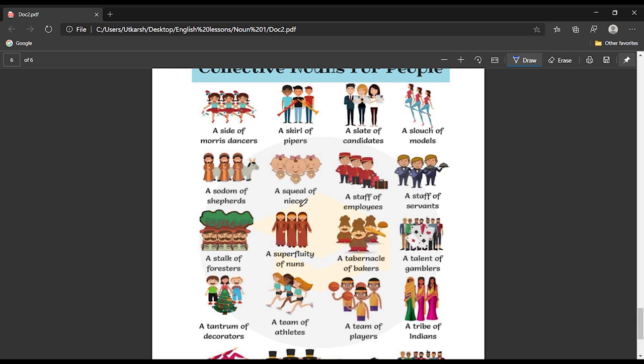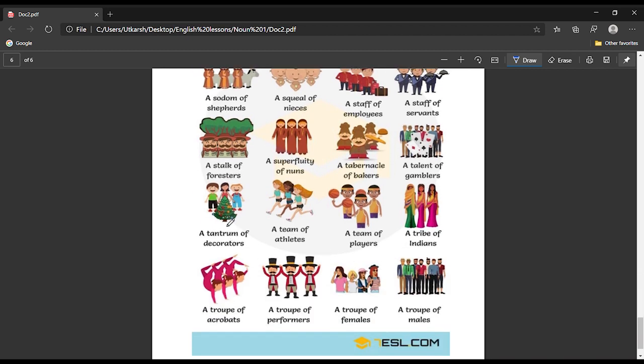A squeal of nieces, suppose your uncle is having very many nieces, so you can say a squeal of nieces. A staff of employees, a staff of servants, a stock of foresters, forest officials, they are called a stock of foresters, a superfluity of nuns, a tabernacle of bakers, a group of chefs or bakers, they are called a tabernacle, a talent of gamblers. Then you have a tantrum of decorators, people who decorate a room or decorate for a birthday party, they are called a tantrum.